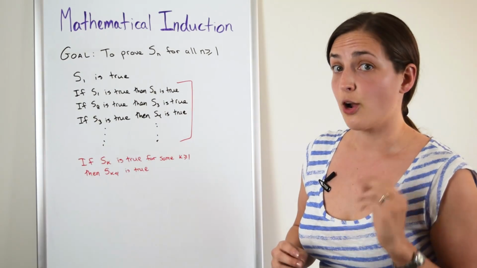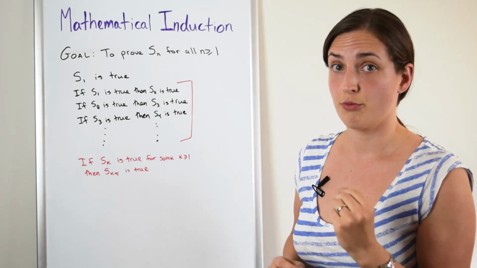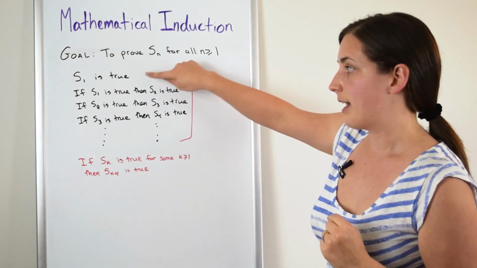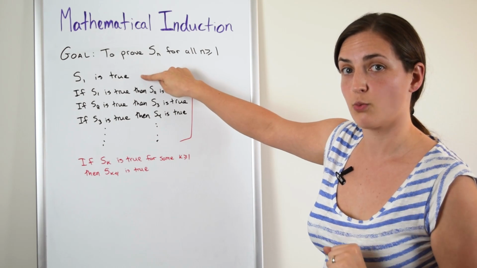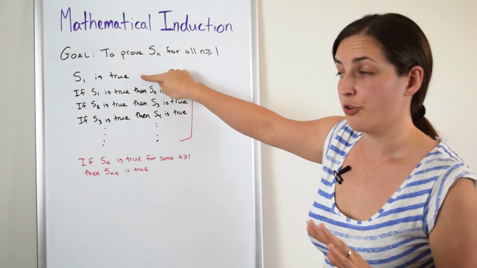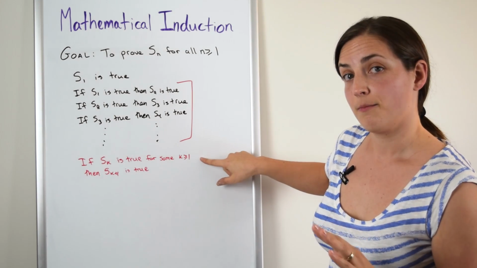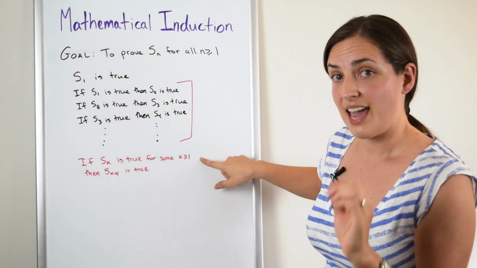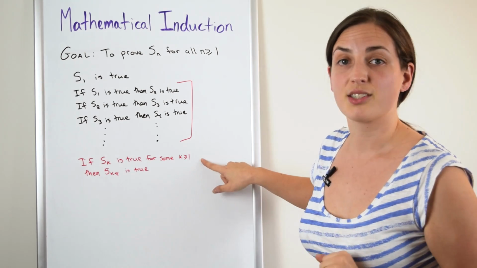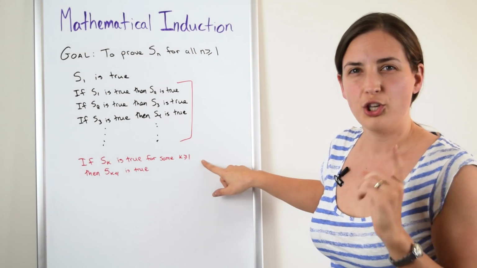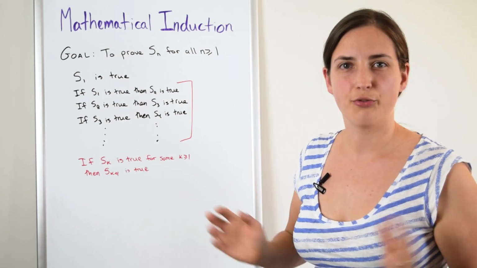So let's say I only prove two things for you. First, I prove that S1 is true. You're happy that the statement is true just for n equals 1. And then I prove to you this statement in red. If Sk is true for some k, then Sk plus 1 is true. Will you be satisfied that it has to be true for all n?